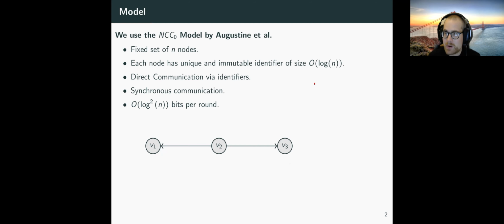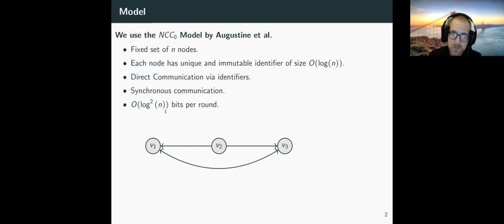Since the identifiers are small, we can send a few of them around in every round. So for example, v2 could take the identifier of v1 and send it to v3 and vice versa. And therefore, it would establish a new communication edge between these two nodes. Starting from the next round, this could then also be used for communication. And therefore, we can create arbitrary peer-to-peer topologies, which are tailor-made for their purpose.